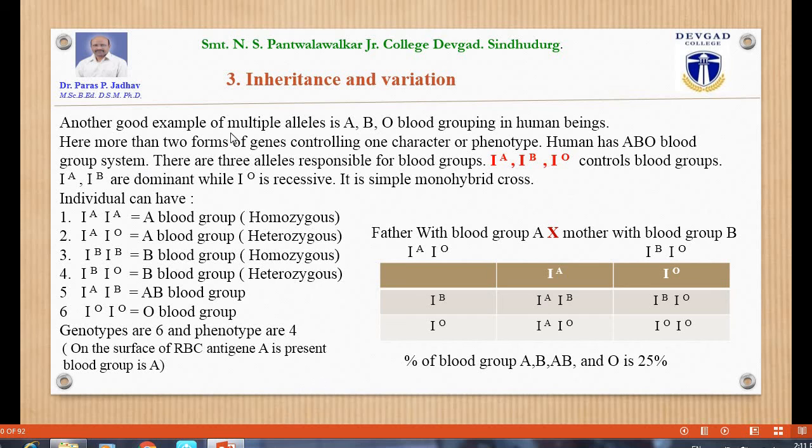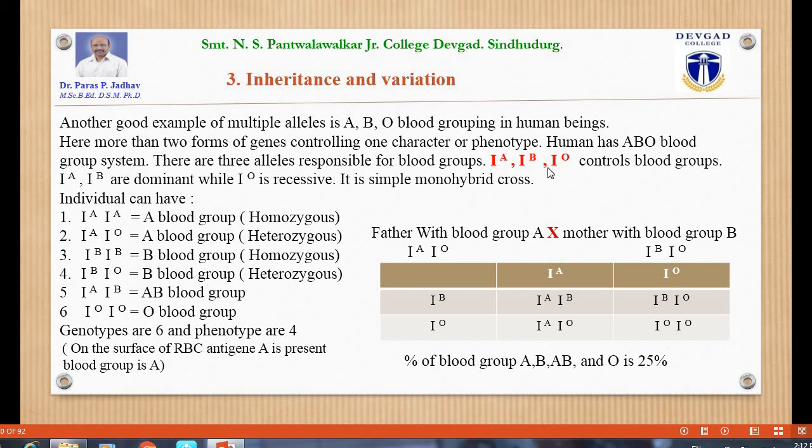Another good example of multiple alleles is ABO blood grouping in human beings. तुमच्या पुस्तकामध्ये हे एग्जांपल दिले नाही, पण आपण इथे त्याची चर्चा करूया. Here more than two forms of genes control one character or phenotype. Humans have the ABO blood group system. There are 3 alleles responsible for blood group: capital IA, IB, IO. These are 3 alleles.